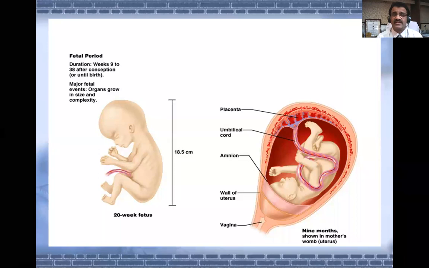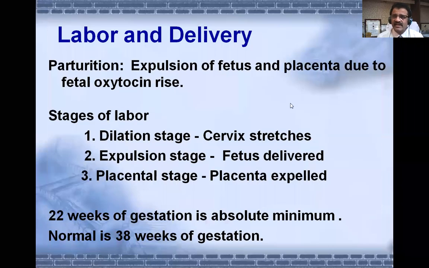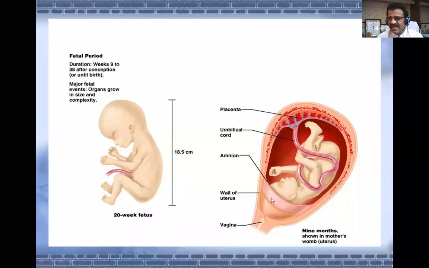from 9 to 38 weeks after conception until birth, and major fetal events take place, such as organs growing in size and complexity, which I'm repeating once again here. And now the baby is ready to get delivered. You see the baby is now in head down position, which means it's ready to get delivered.